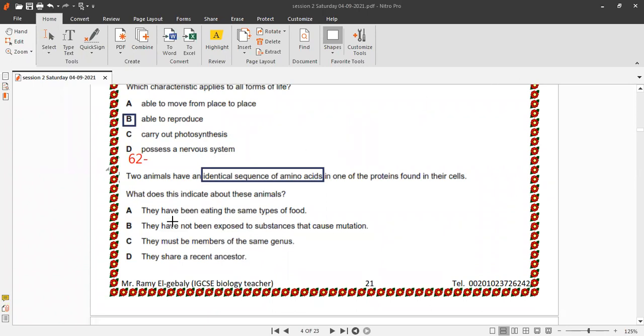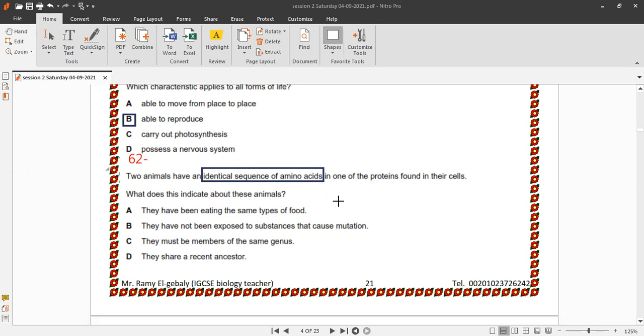A, they have been eating the same types of food. B, they haven't been exposed to substances that cause mutation. C, they must be members of the same genus. D, they share a recent ancestor. Why? Because of the identical sequence of amino acids, they are closely related.